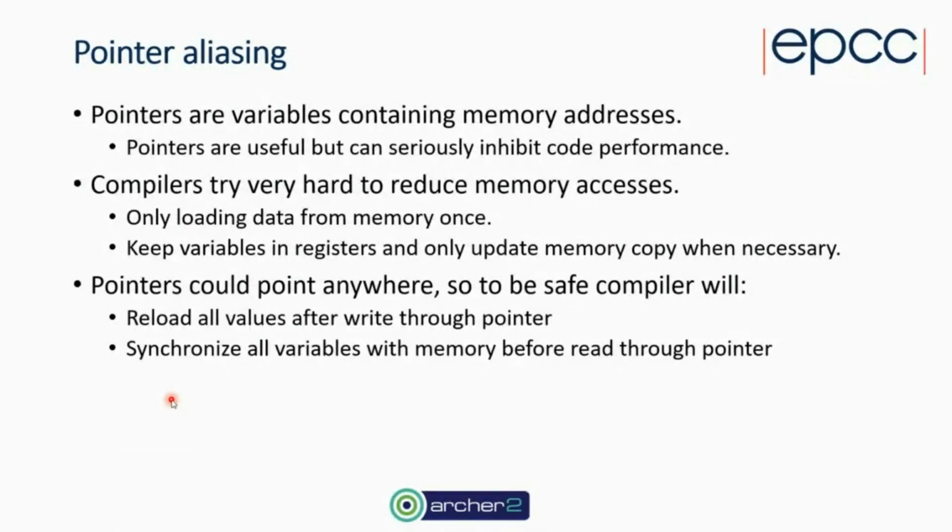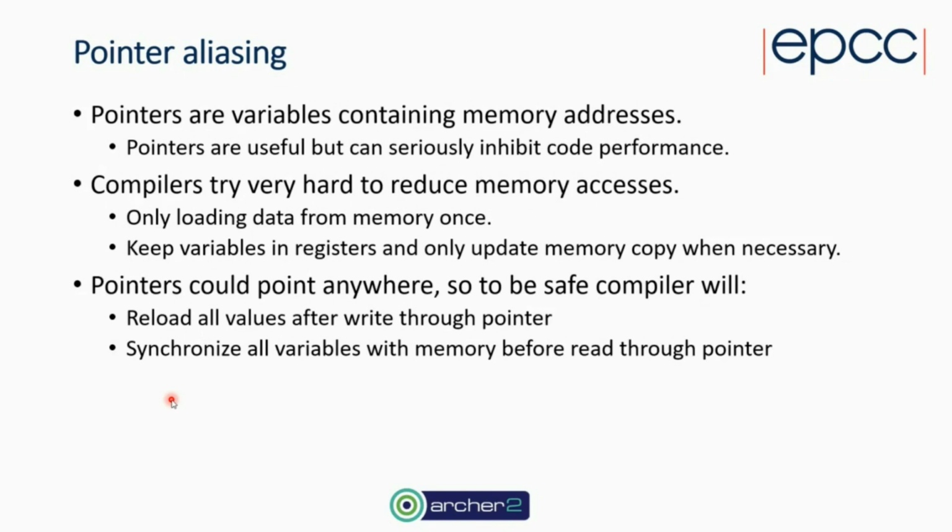Finally, I think pointers in C, C++, and to some extent Fortran are very useful, but can seriously inhibit code performance optimization by the compiler. That's because the compiler finds it very hard to do optimization reasoning on pointers, because a lot of what it's trying to do is work out if data values are independent, and pointers can point to anywhere in memory. So you could have multiple pointers pointing to the same element of an array, and that would negate some of the optimizations a compiler can do.